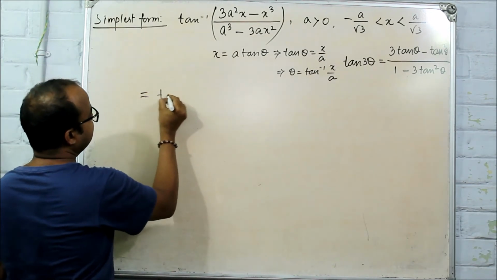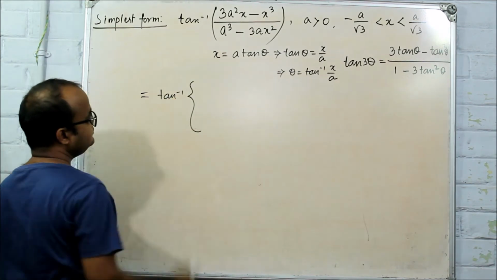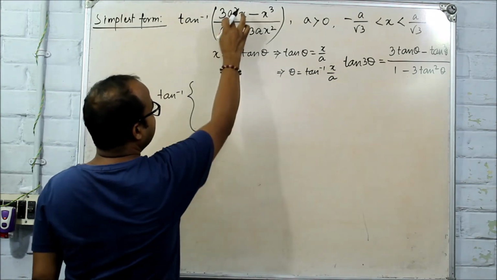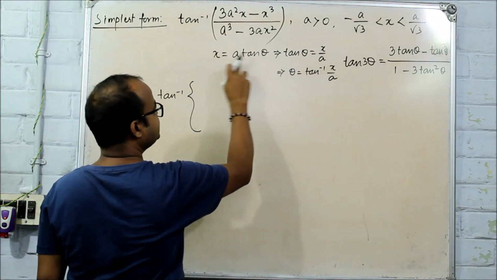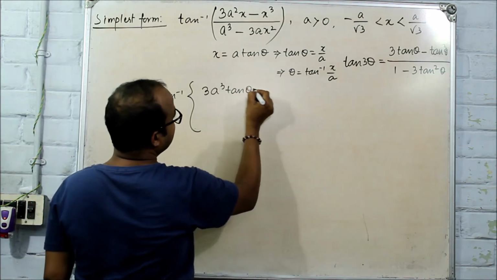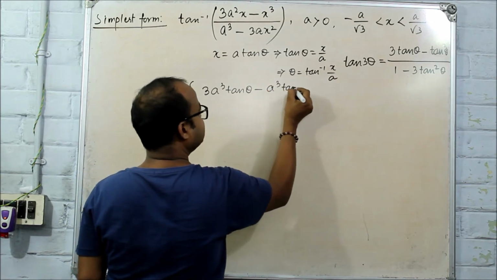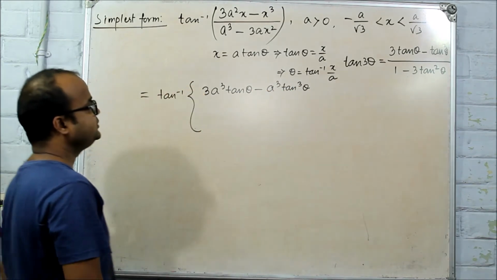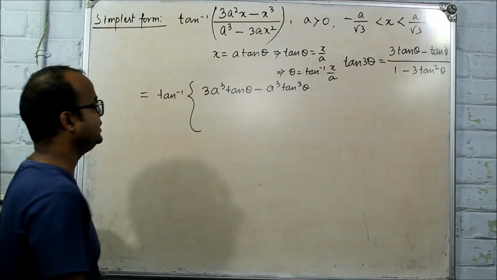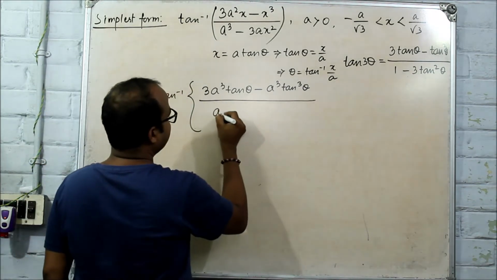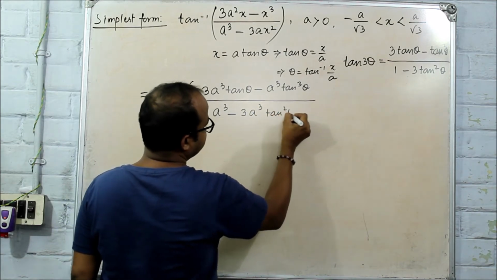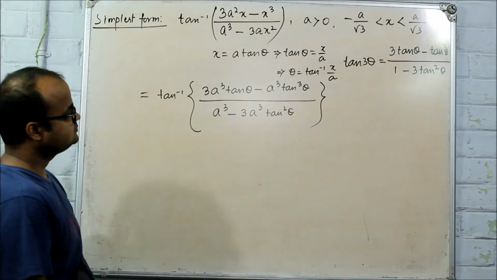So we substitute tan inverse of 3a square x minus x cube by a cube minus 3 a x square. In place of x you substitute a tan theta. So you will get 3a cube tan theta minus a cube tan cube theta, because x is equal to a tan theta, therefore x cube is equal to a cube tan cube theta, by a cube minus 3 a cube tan square theta. Clear?